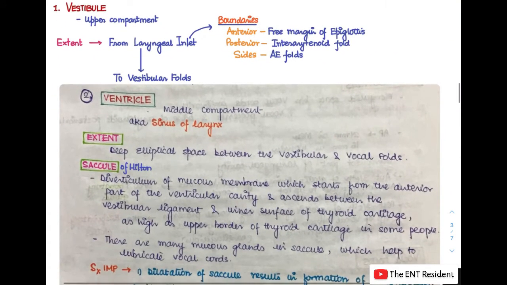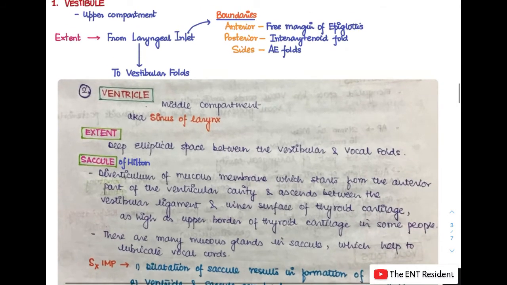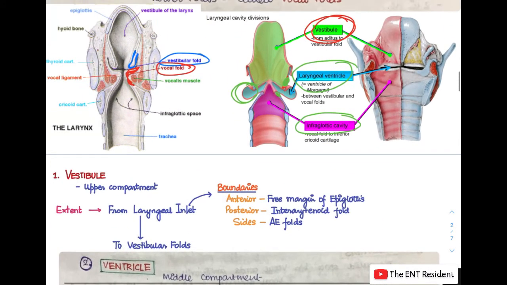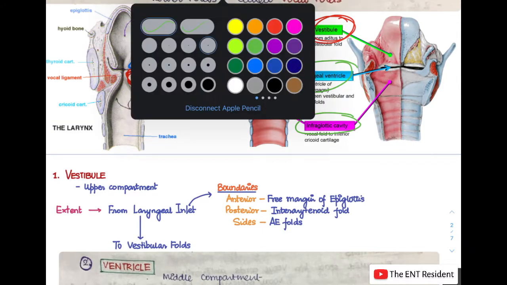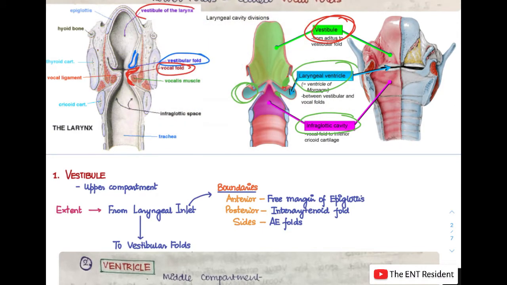So, first compartment is vestibule, which is also known as the upper compartment because it lies above the level of the vestibular folds. Now, what is its extent? It extends from the laryngeal inlet to the vestibular folds. As you can see over here, this over here is the vestibule of larynx. It continues from the laryngeal inlet over here till the level of the vestibular folds. This whole space over here is the vestibule of the larynx.